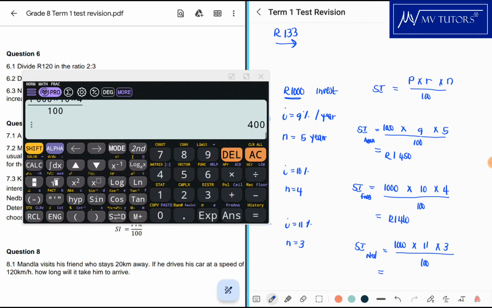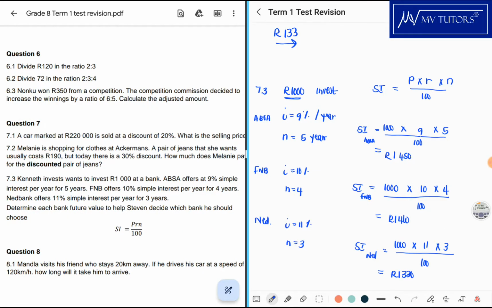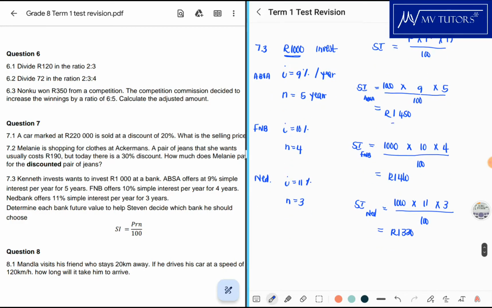So we're not going with that. That is less. And then we have 1,000 times 11, and we multiply that by 3. All right, so it keeps getting less. We have 330 plus 1,000, so 1,330. So it says determine each bank's future value. Which one should he choose? I would definitely go with ABSA.